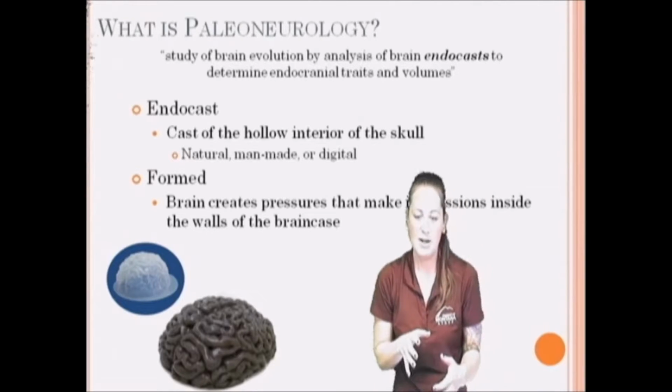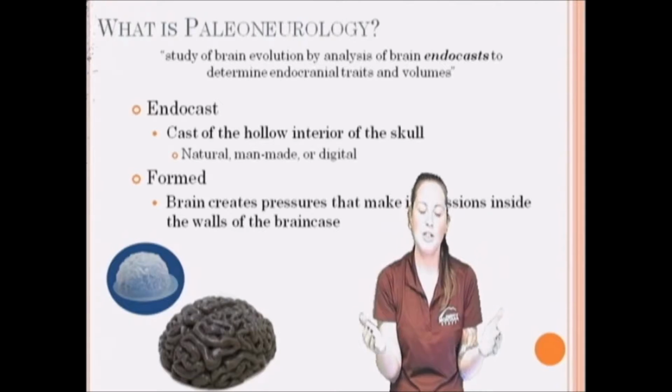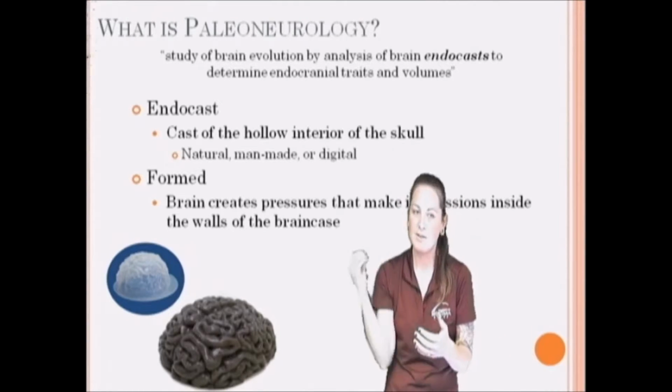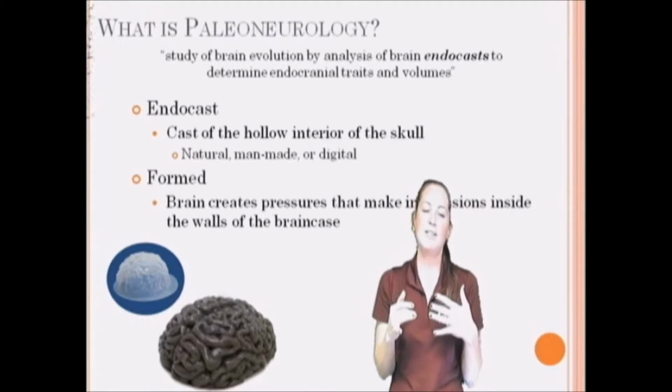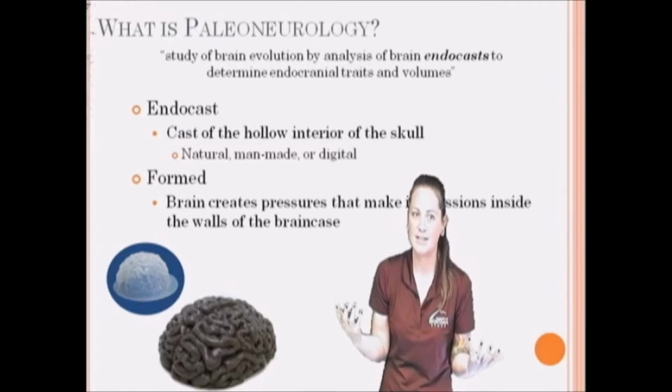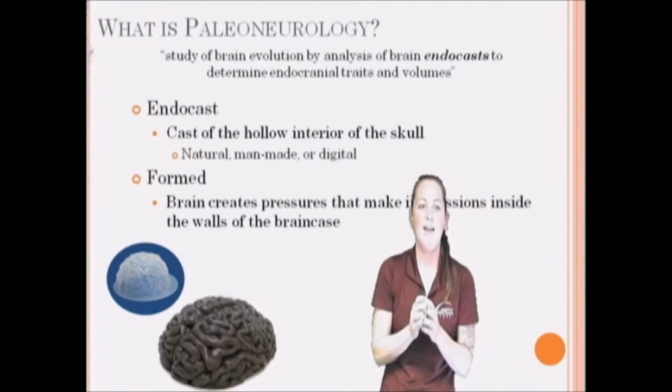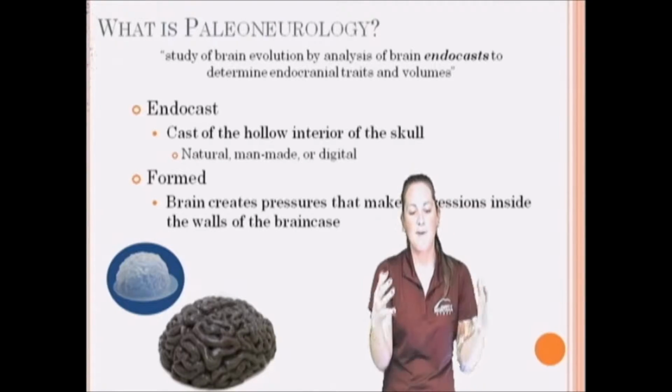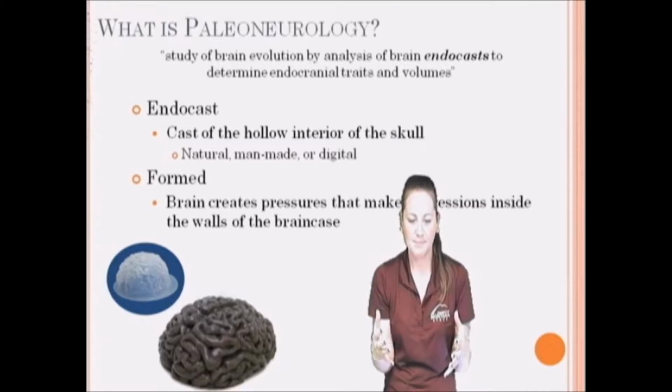One last thing I do want to mention, these can show different regions of the brain. They can show blood vessels where nerves come out, but they can't show us anything about the internal structure of the brain. So how many neurons did they have? What was the neuron density? That doesn't tell us anything from the endocast that we look at.